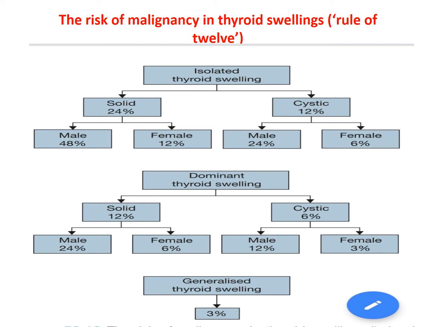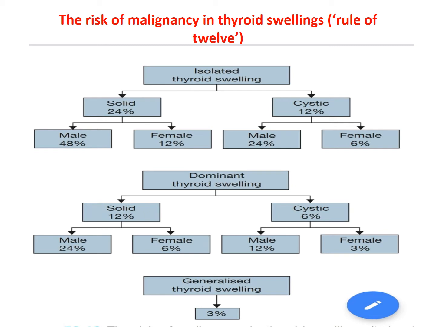So, meaning thereby that male patients, if they have a solitary thyroid nodule, would be at a higher risk of having a malignant thyroid nodule. In the previous slides, if you remember, we discussed that the solitary nodules are more common in women, and I said that the ratio is about 4 to 1. So we're not talking of prevalence here. We are talking of the risk of malignancy in the thyroid swellings. The risk of malignancy in a male patient is much higher as compared to a female patient. Similar is the story with the dominant thyroid swellings.